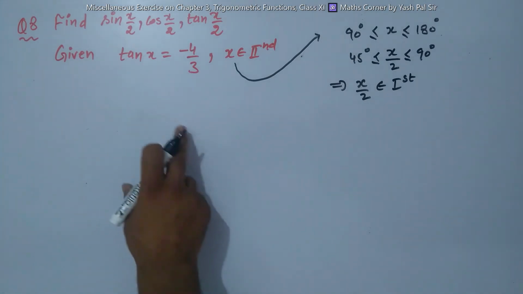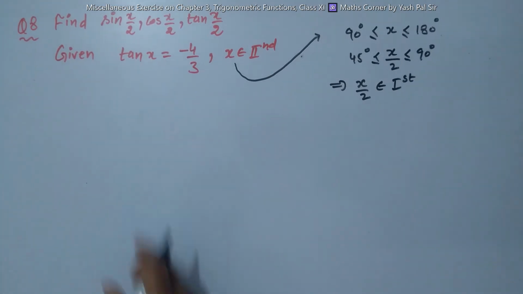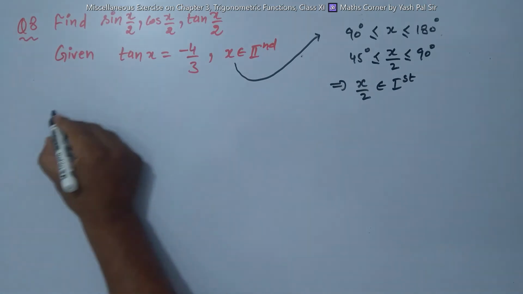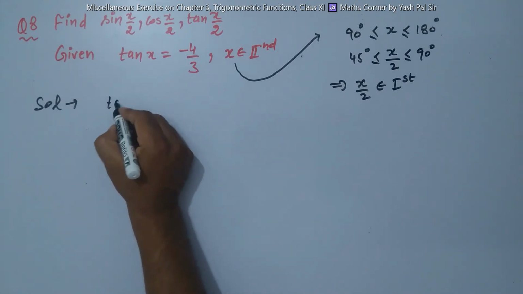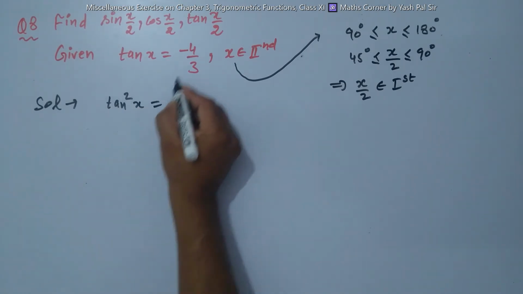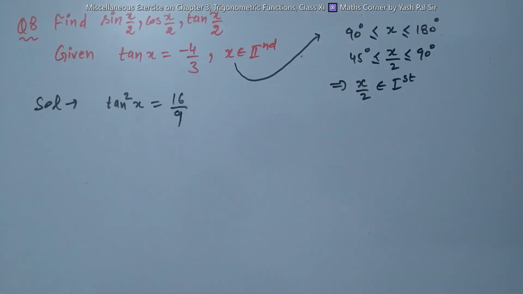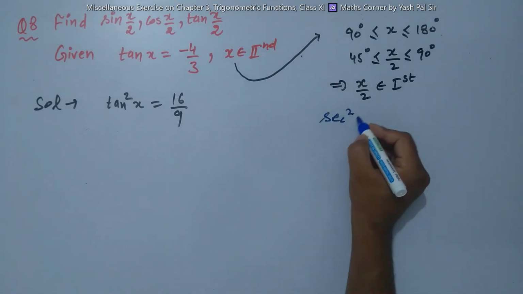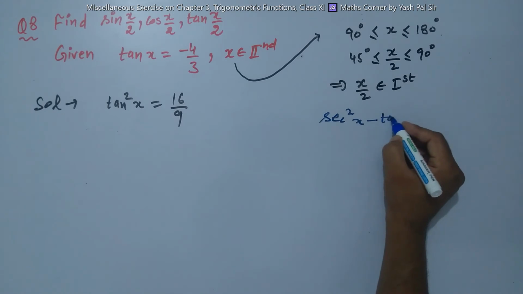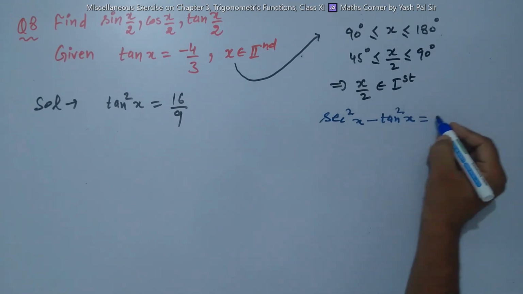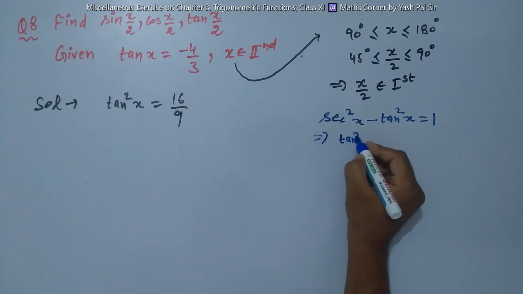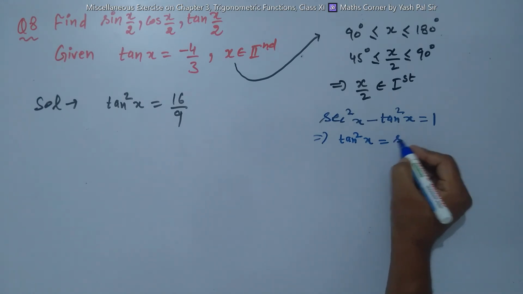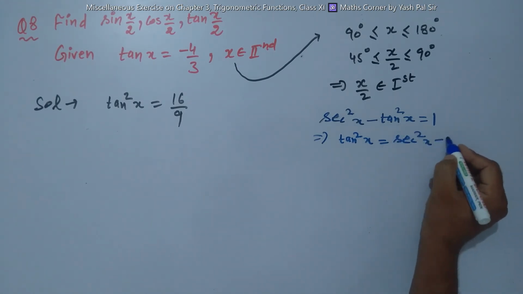So now what we do, first of all, what is tangent x by 2? Tangent, here we take it like this: tangent square of x is equal to 16 upon 9. Now what do we know? We know that secant square x minus tangent square x is equal to 1. So tangent square x is equal to secant square x minus 1.